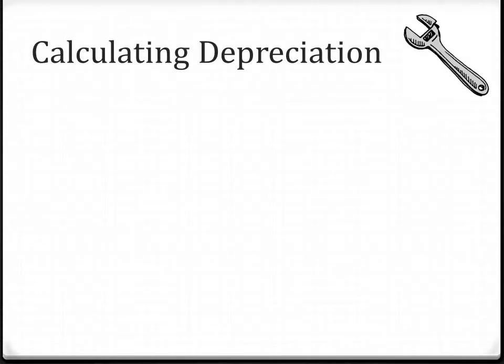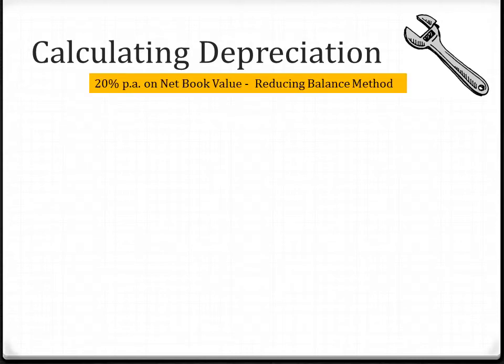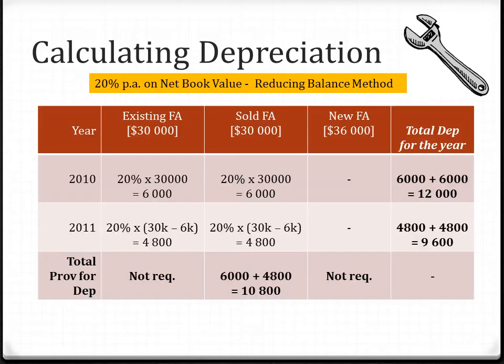Now presenting to you the very important tool for this lesson, the table. Right? So we understand that we use 20% per annum on net book value, or otherwise known as the reducing balance method, right? So here we go. Okay, sorry, I can't animate this one, so I will just go through bit by bit, okay? So let's start with this part here. Okay, how do we read this table?